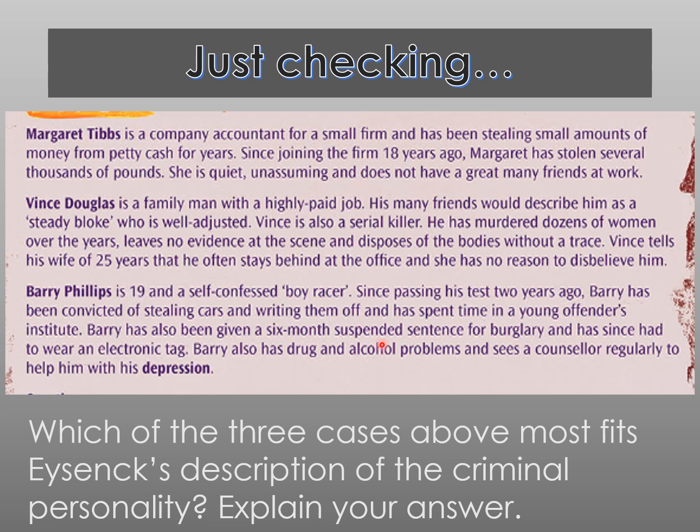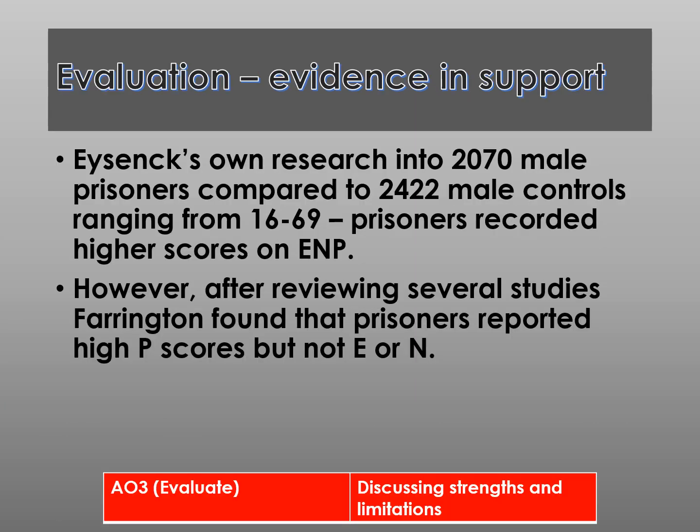So we've got a little task here. Which of the three cases most fits Eysenck's criminal personality? That's for you to have a look at. And then we delve into strengths and weaknesses. Now, like I've just said, how he obtained his data, he did. So we've got bias, gender bias, researcher bias.